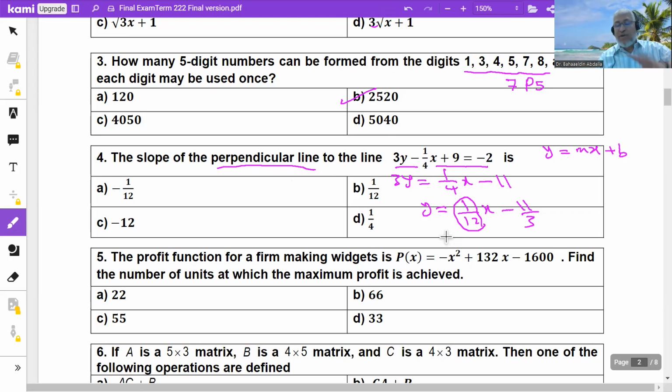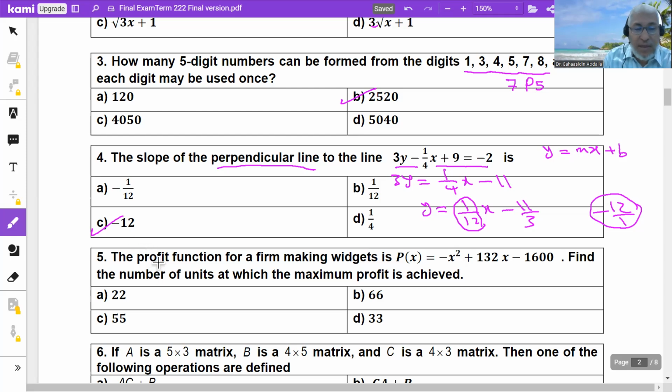So 1 over 12, it would be 12 over 1, and then you multiply by a negative sign. So the slope of the perpendicular line would be negative 12 over 1, and that's negative 12. So this is part C.